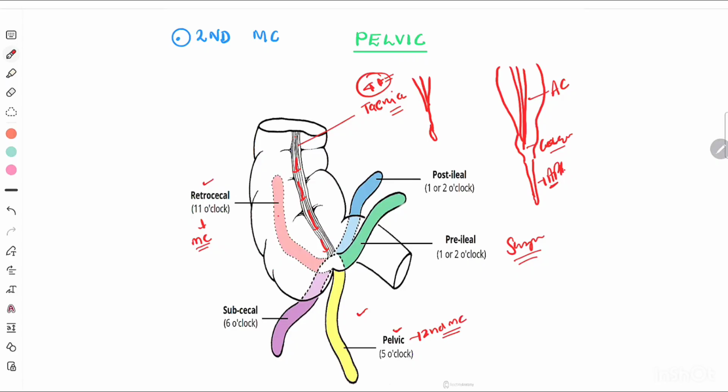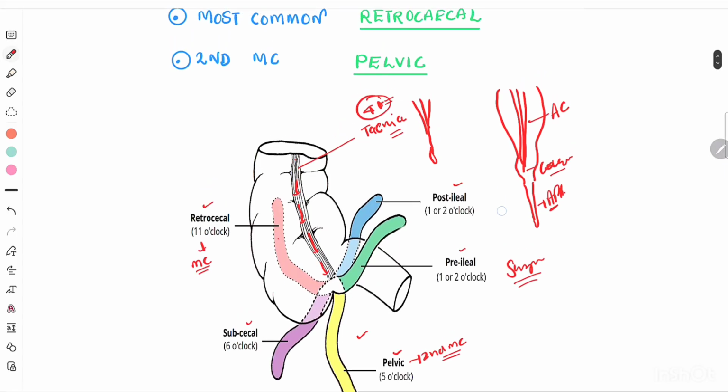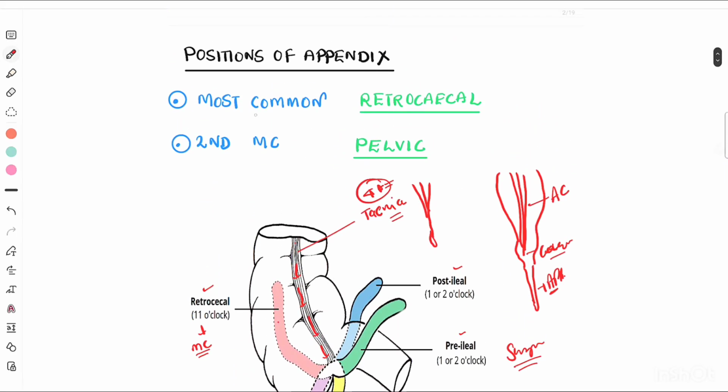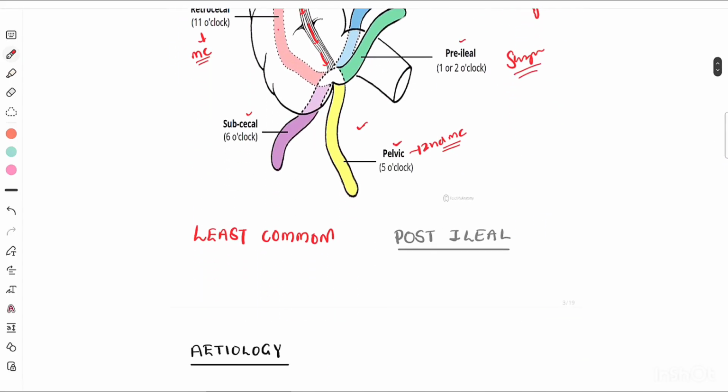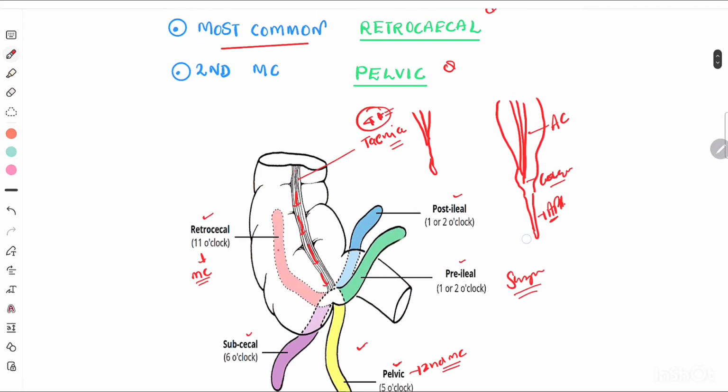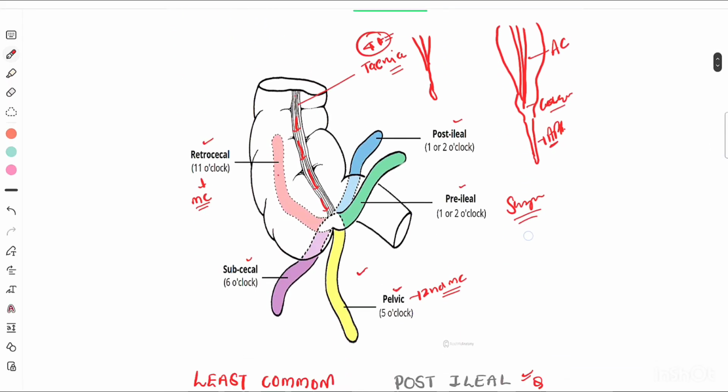position of the appendix, and the other ones are post-ileal, behind the ileum, pre-ileal, in front of the ileum, and subcecal, below the cecum. So these are the positions of the appendix, and you can be asked in the exam what is the most common. So the most common is retrocecal and the second most common is pelvic, and if you are asked about the least common, then the answer will be post-ileal. So these are the 3 questions based on the position of the appendix.